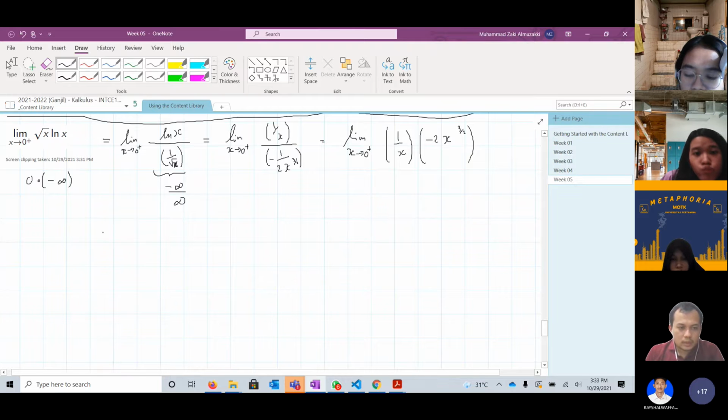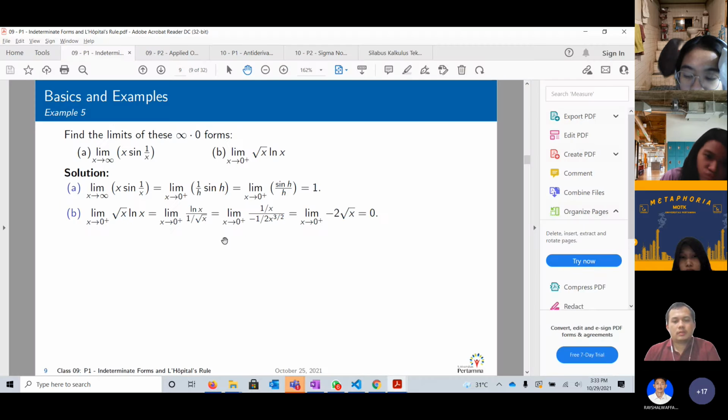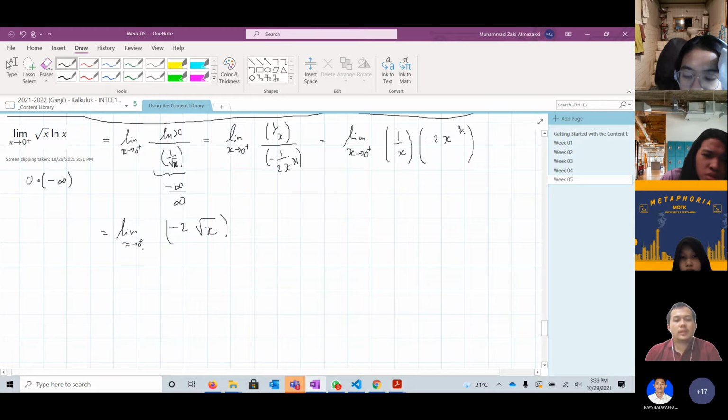So in this case, this is equal to limit x goes to 0 from the right of minus 2 times square root of x. Then now we can substitute x here. So we have minus 2 times 0, which is equal to minus 2.